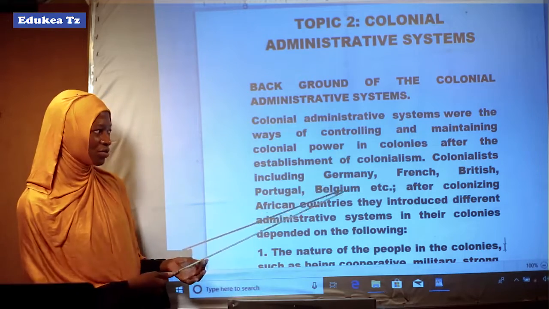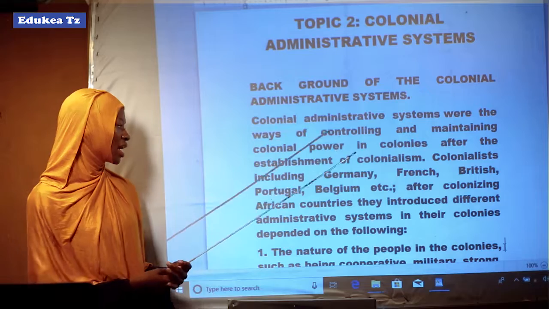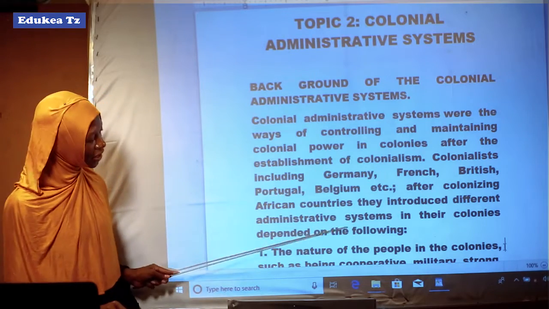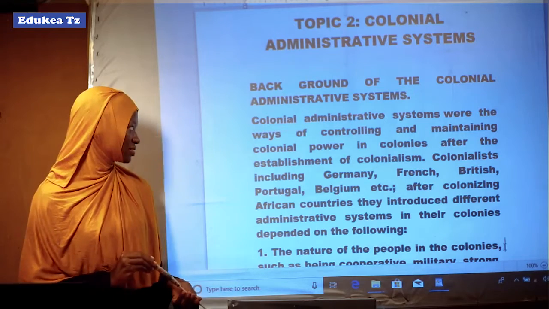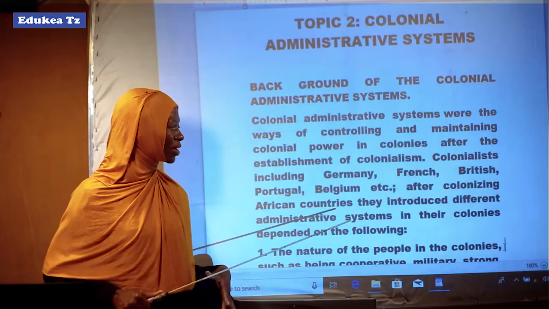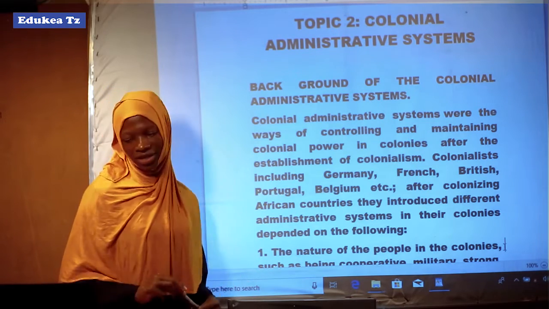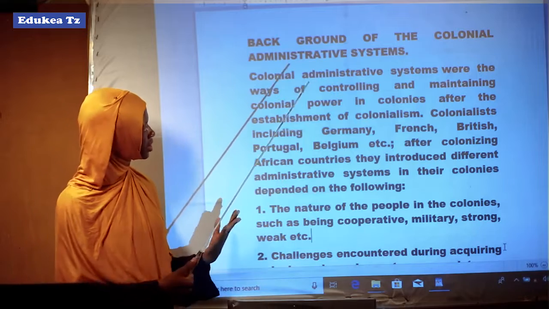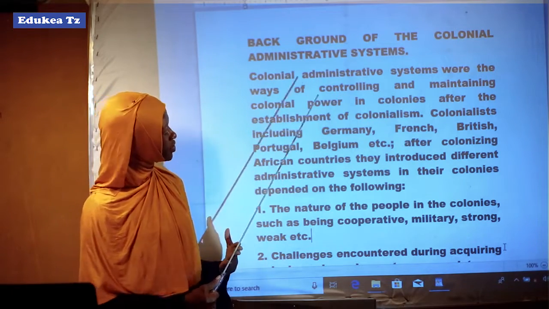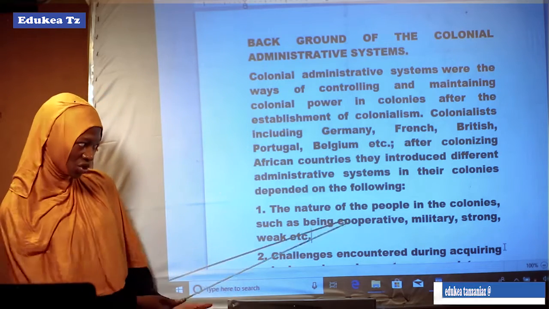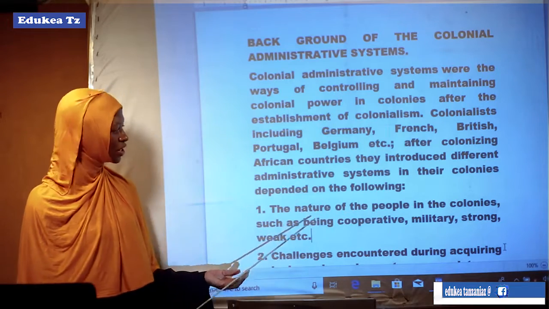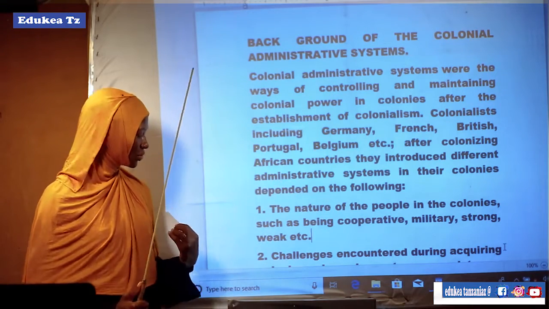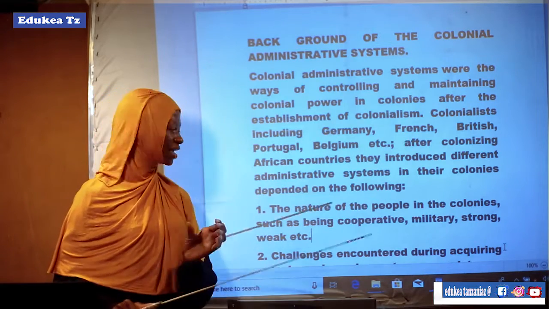So, colonialists, including German, French, British, Portugal, Belgium, etc., after colonizing African countries, introduced different administrative systems in their colonies, depending on the wishes of the colonialist. Every colonialist came up with their own ways of controlling. They were not similar. Why did those ways of administration vary? It is due to the nature of the people in the colonies, such as being cooperative, or militarily strong. That is how Europeans at that time decided to establish a certain way of ruling.